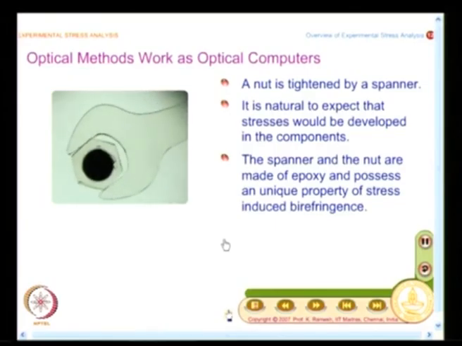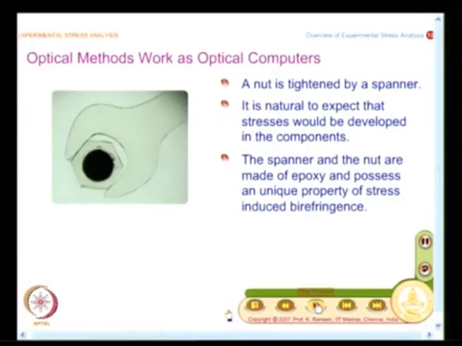See, earlier I have told you that each of the experimental techniques utilizes a particular physical principle which is exploited to reveal a particular kind of information. It will not give all the stress components, all the displacement components, all the strain components. And here what we have done is, we have taken a spanner and nut made of epoxy, and it possesses a unique property of stress induced birefringence.